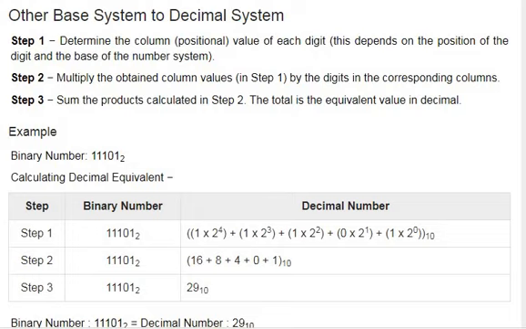Other base systems to decimal I explained earlier. If it is base 2, 2 power 0, 2 power 1 and so on. If it is base 8, 8 power 0, 8 power 1 and so on, from right to left. So look at the example here: 11101, you want to find the decimal equivalent. 2 power 0, 2 power 1, 2 power 2 and so on.